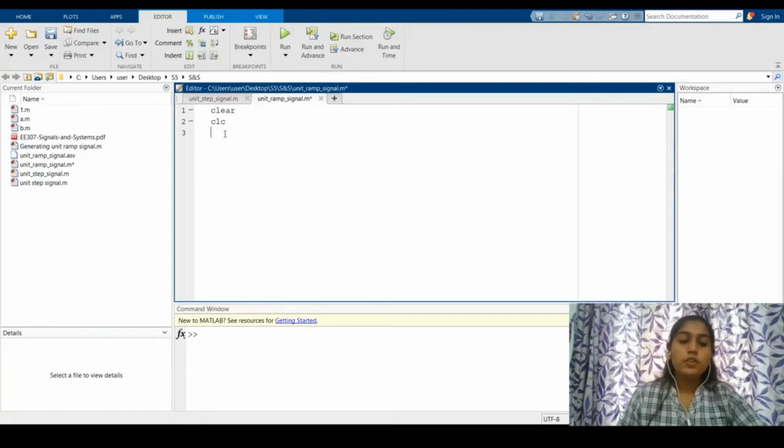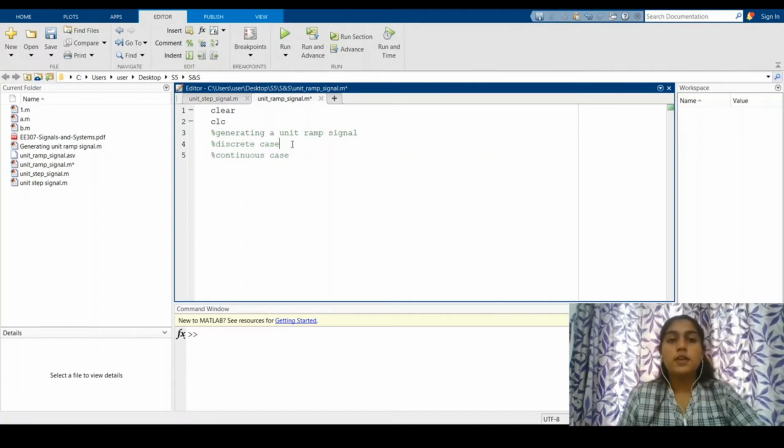Now, what we're going to do is generate a unit ramp signal. We can just give the title as generating a unit ramp signal. And now here we're going to consider 2 main cases, the first one being the discrete case and the second one being the continuous case. For both cases, we're going to generate the ramp signal from a unit step signal. So as we know, in the discrete case, R of n is equal to n times u of n, and for the continuous case, R of t is equal to t times u of t.